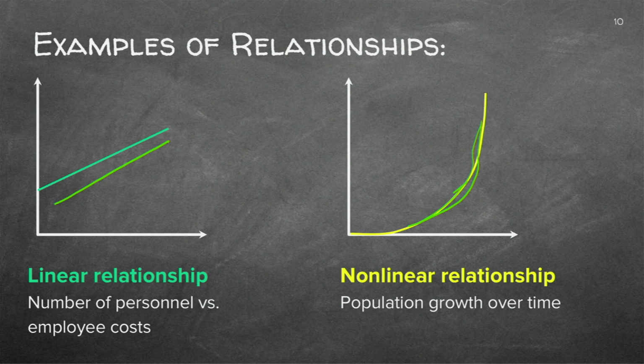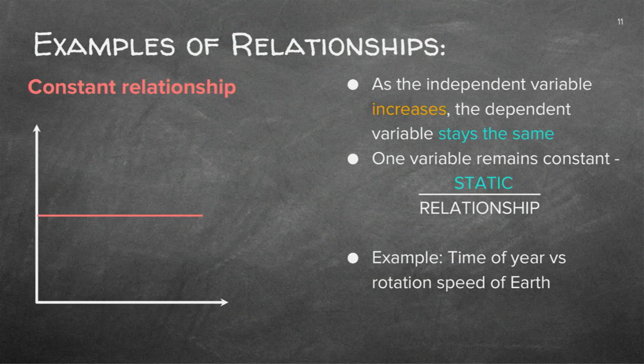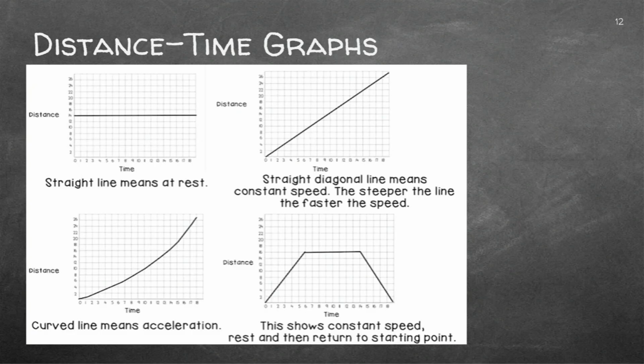Okay. And this is an example of a constant relationship. So remember we said it runs horizontal, parallel to the horizontal axis. For example, the time of year versus the rotation speed of Earth. So this is just the same.